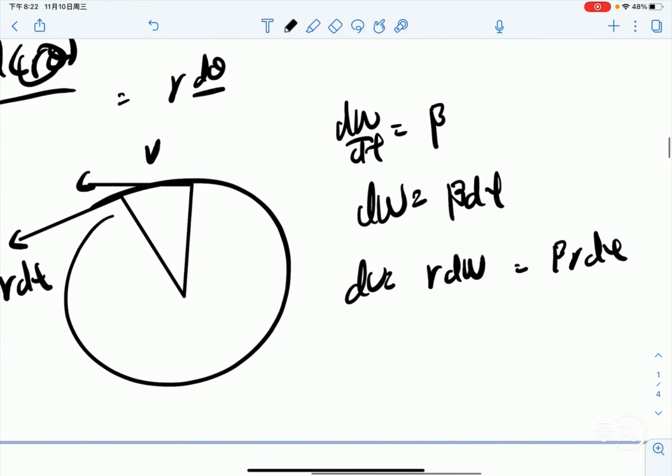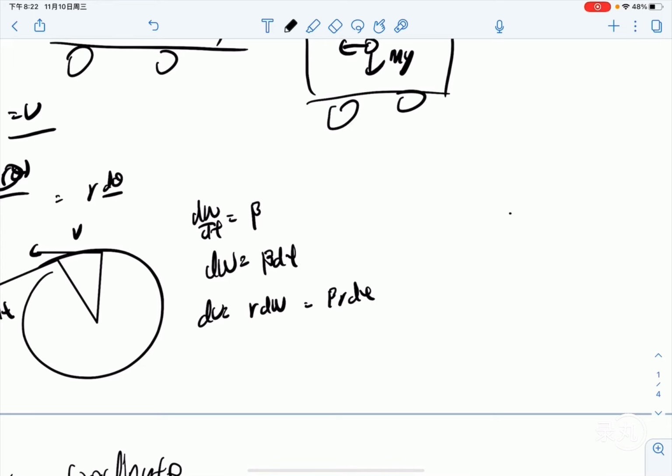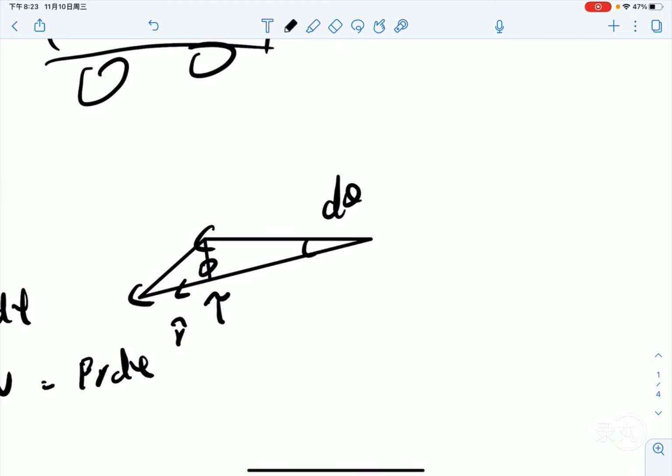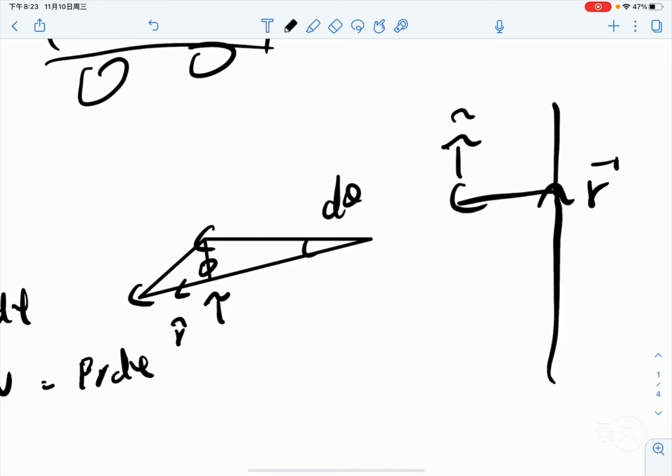Okay, now we also can draw a triangle over here. And in this case, d theta is also very small, and so we can separate it into the tangent direction and the direction of the r. So basically, if you have a vector over here, this is a tangent direction, and this is the direction of the displacement vector.